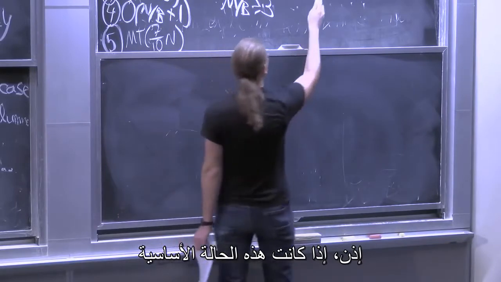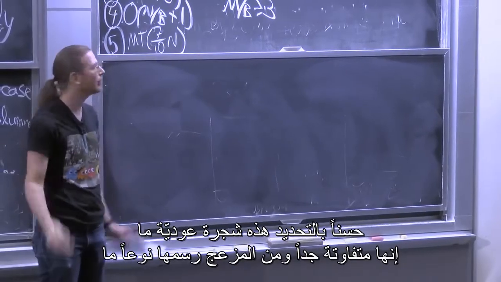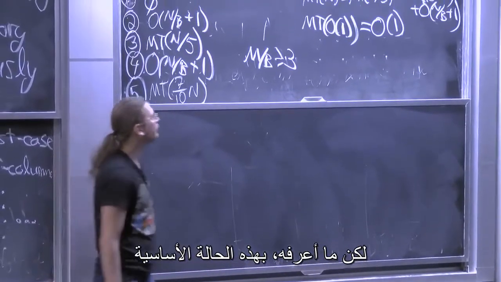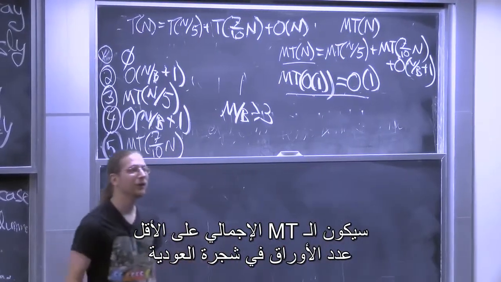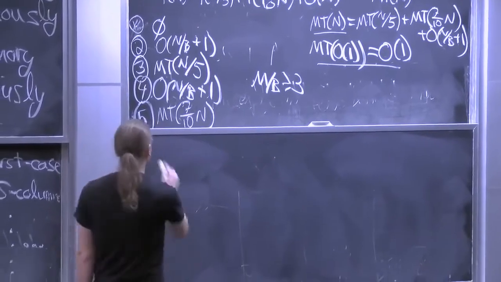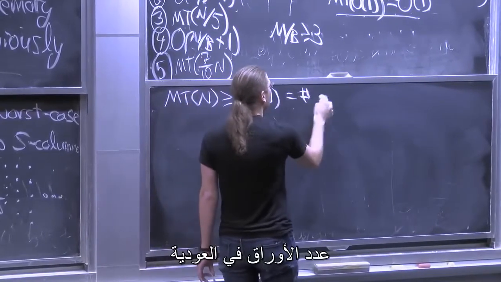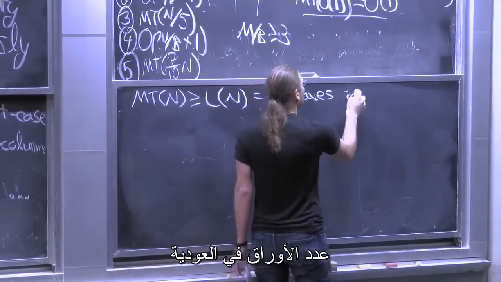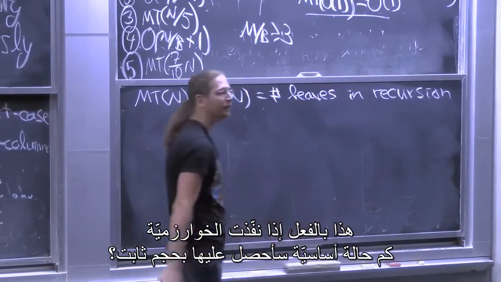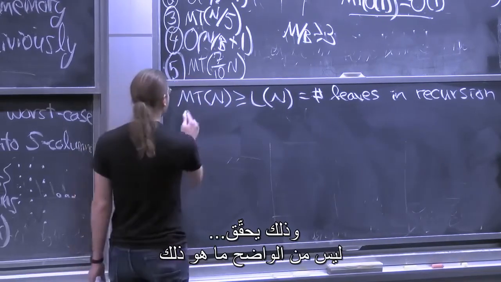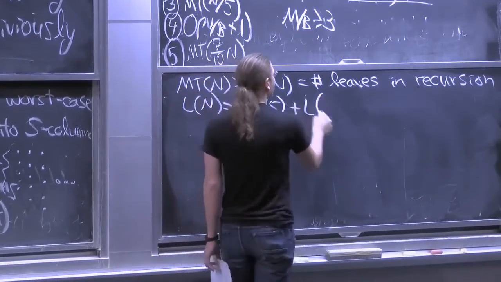So if that's my base case, well, in particular, this is some recursion tree. It's very uneven, so it's kind of annoying to draw. But what I know with this base case, this overall MT of n is going to be at least the number of leaves in the recursion tree. So I'll say MT of n is at least L of n, number of leaves in the recursion. So this is really, if I run the algorithm, how many base cases of constant size do I get? And that satisfies, so it's not obvious what that is.